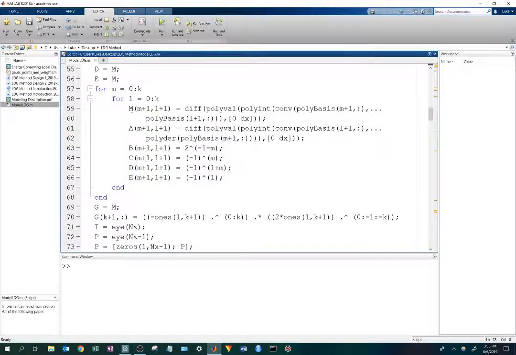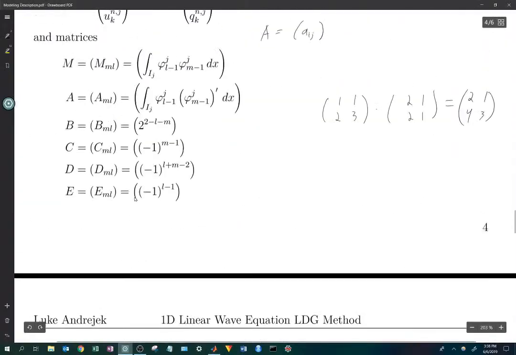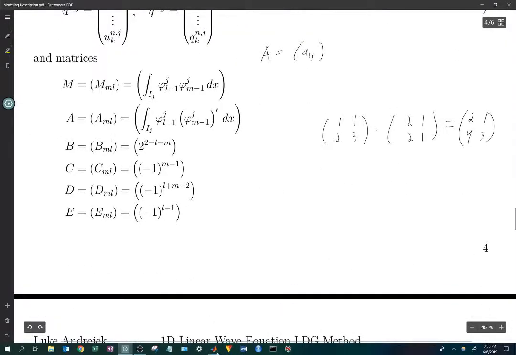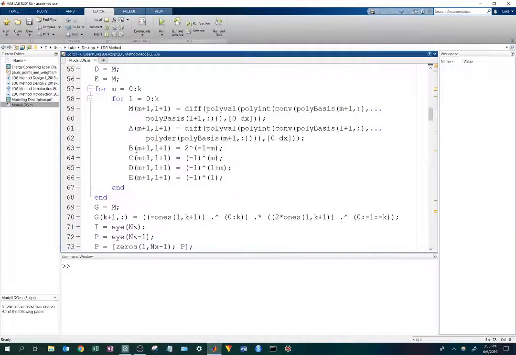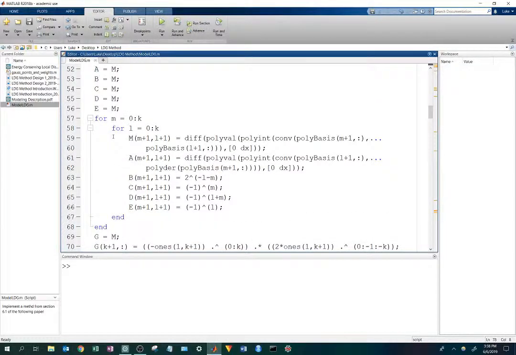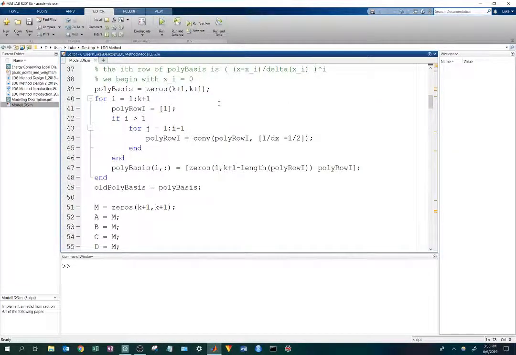Now we got to make the other matrices first. And if you go back to the text, these are just like up here. That's exactly what these are. But before we get there, we have the polynomial basis. So remember what our polynomials look like. You take x minus xi over delta x and raise it to the power of i. That gives you the ith element of the polynomial basis, going for i equals 0 to k.